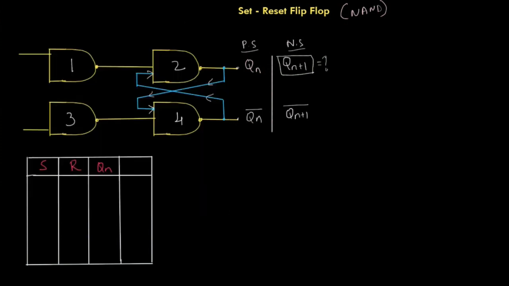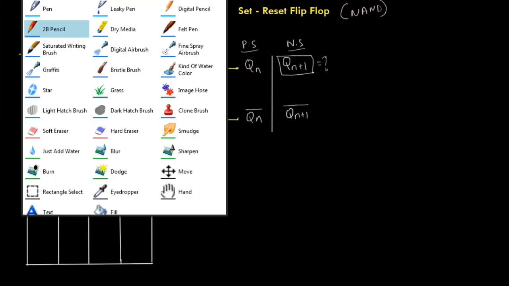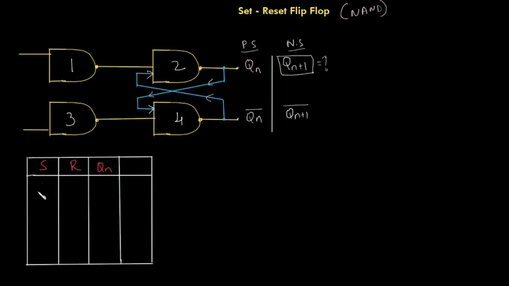We can add values to this. For all the values, I mean the values of S and R. Initially S will be 0 and R will be 0, then S will be 0 and R will be 1, then S will be 1 and R will be 0, and what if both are high values? As I told you earlier, you don't care about the present state of this flip-flop. You don't worry about the present state, so we put don't care.